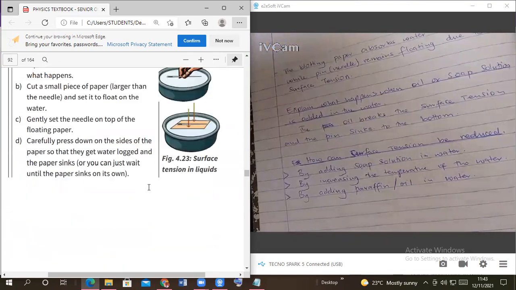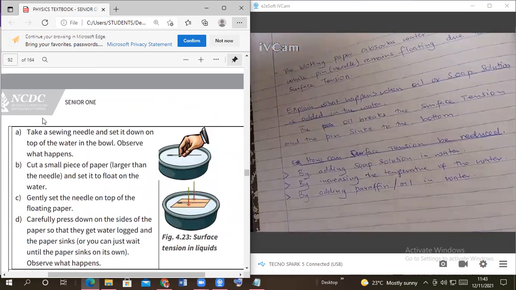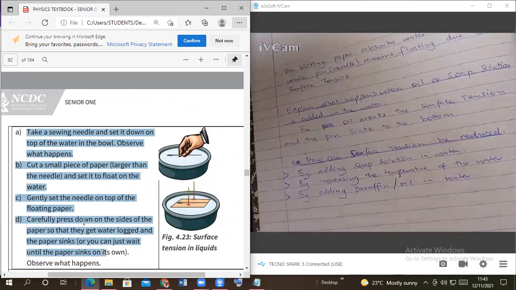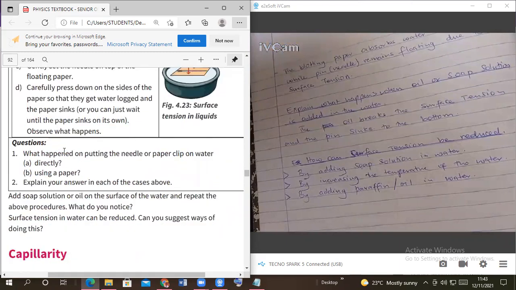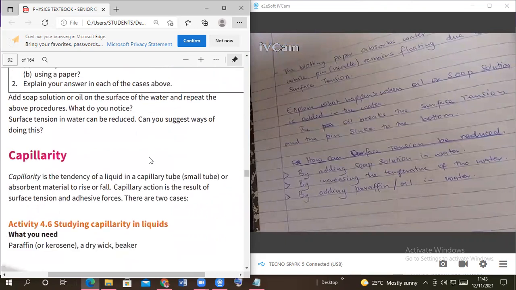All right. So go and download this book and then you go through these experiments. You try it out at home and see if really a needle can float, or if you get bottle tops for soda, the metallic ones, and you bang them and make them flat, and then you try to place them on water, they will float. So you try that one out and then you see.